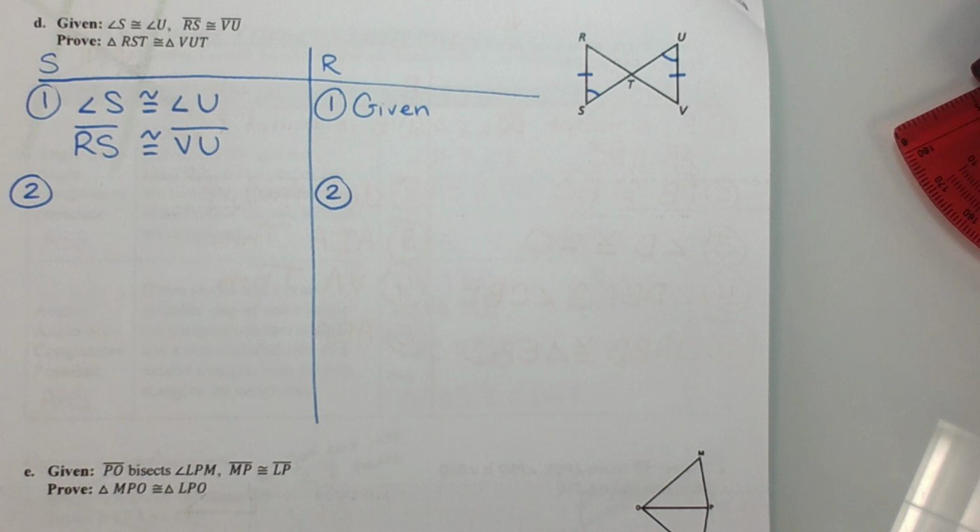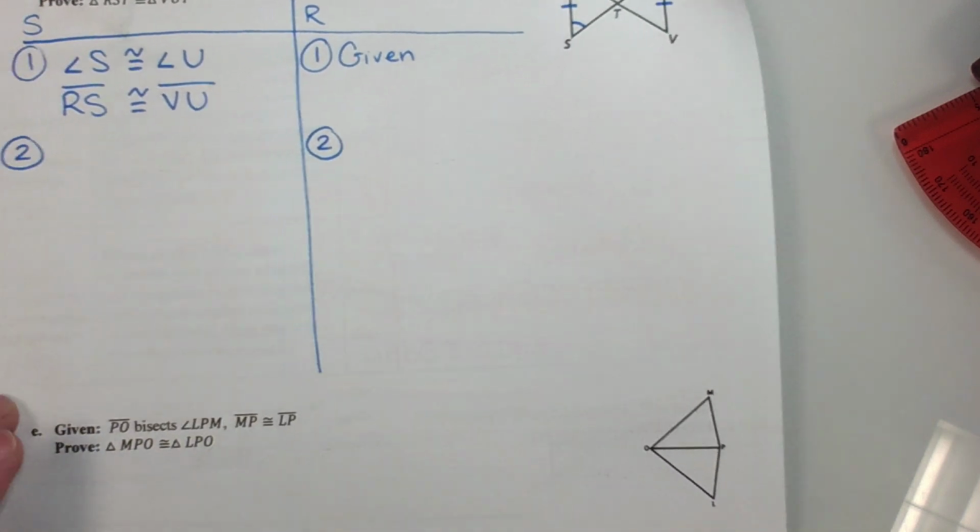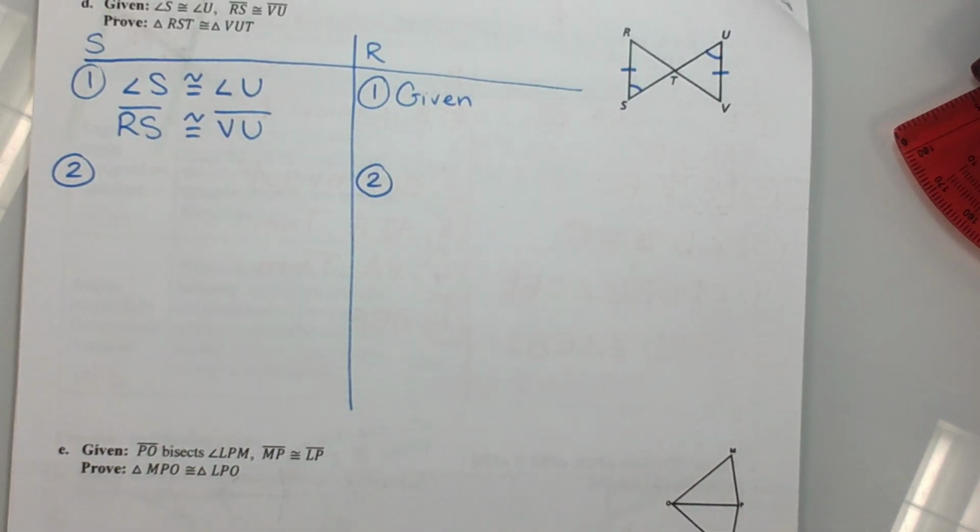If you do not have parallel, you are not looking at your yellow sheet for alternate interior, alternate exterior, or consecutive or corresponding angles. You could still look at these ones because these ones don't require parallel, but you don't look for parallel here. You don't have parallel to look for the other ones. That's what I meant to say. I skip over steps 3 and 4 on these proofs. I go to step 5.